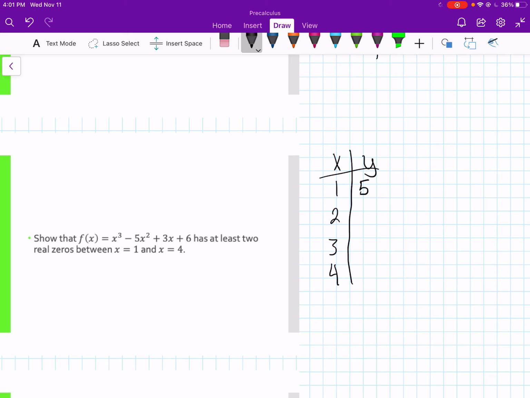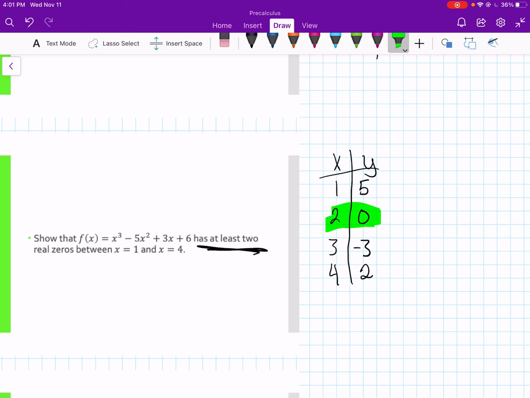When I plug in 2, I get 0. When I plug in 3, I get -3, and 4 gives me 2. We're looking for at least 2 real zeros. Well, luckily, we have one right here. Because the y value is 0, that means it's crossing the x-axis, so there's 1.